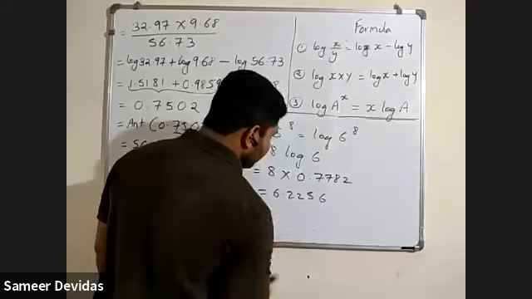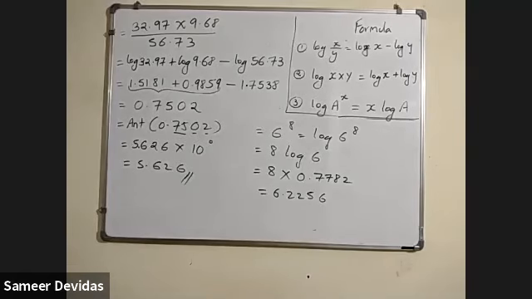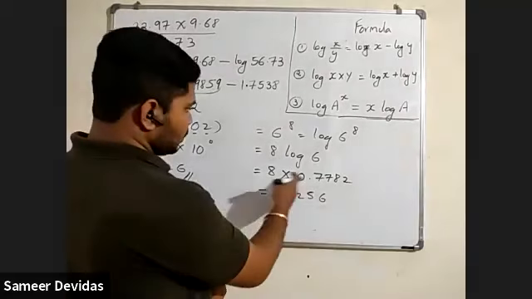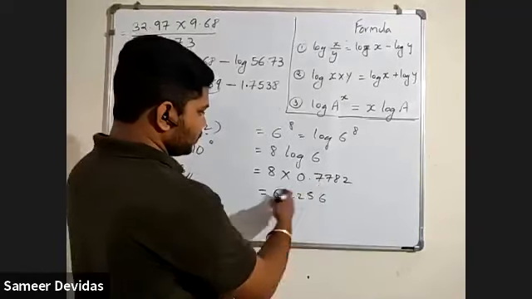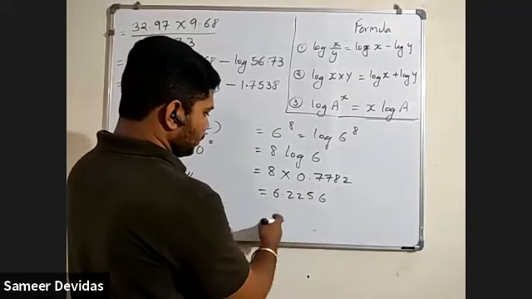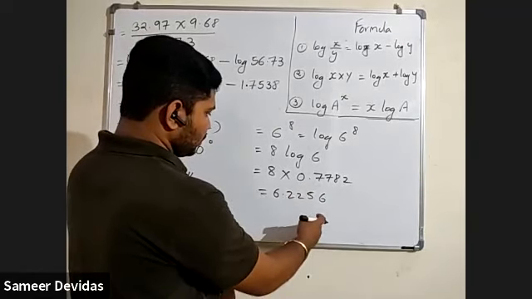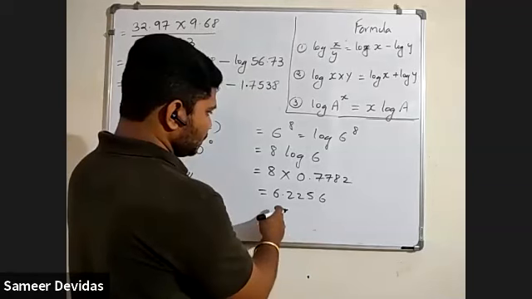6.2256. Okay, just a minute. I need to do. Okay. Then next is anti-log 6 to 8.